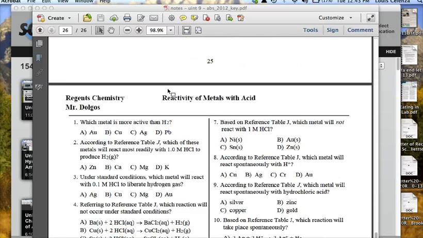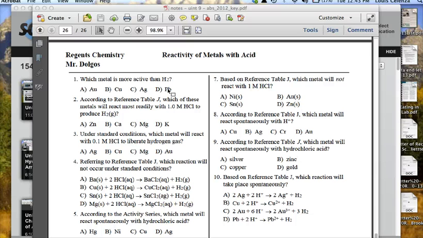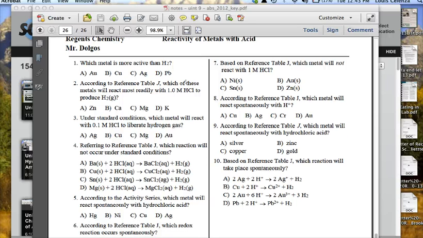There are some questions here that you can go over, and I believe these are all using reference table J. If you need to go through these at all, we can go through these in class. I can do a couple of them with you. Which metal is more active than H2? So you're looking for the metal that's above it on the table. That would be Pb. Number 2, according to reference table J, which of these metals will react most readily with 1 molar HCl? That's an acid.